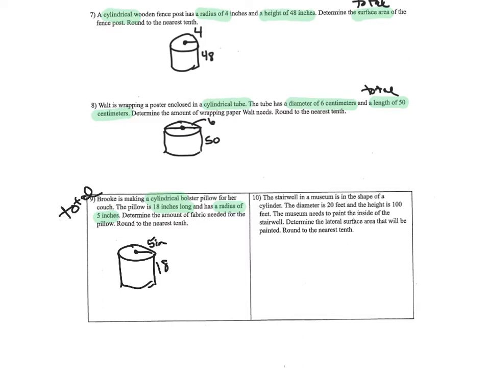Number 10. The stairwell in a museum is in the shape of a cylinder. The diameter is 20 feet. The height is 100 feet. The museum needs to paint the inside of the stairwell. Determine the lateral surface area that will be painted. Okay, so lateral surface area, not total. So you're only using the first half of that equation. Just to help you out, I would draw a picture. It gave you the diameter, but do we need the diameter? Height of 100.